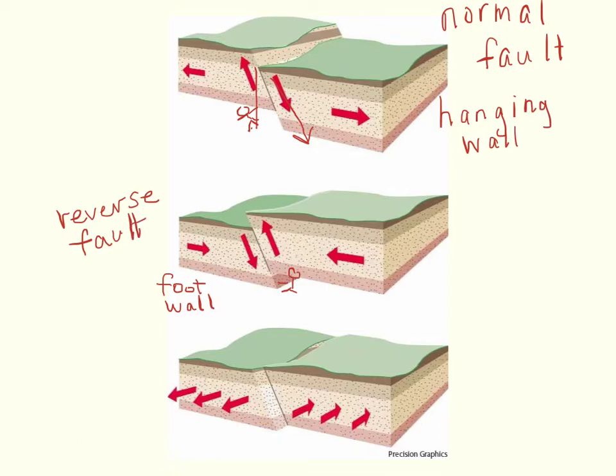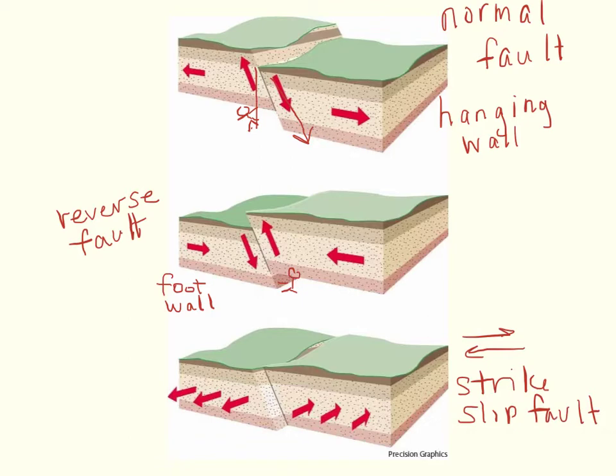And this last one right here, it doesn't have a foot wall or a hanging wall because they move next to each other, or they're going in two different directions. And this one's called a strike slip fault. And this is the one that we know really well in California because of the San Andreas Fault.